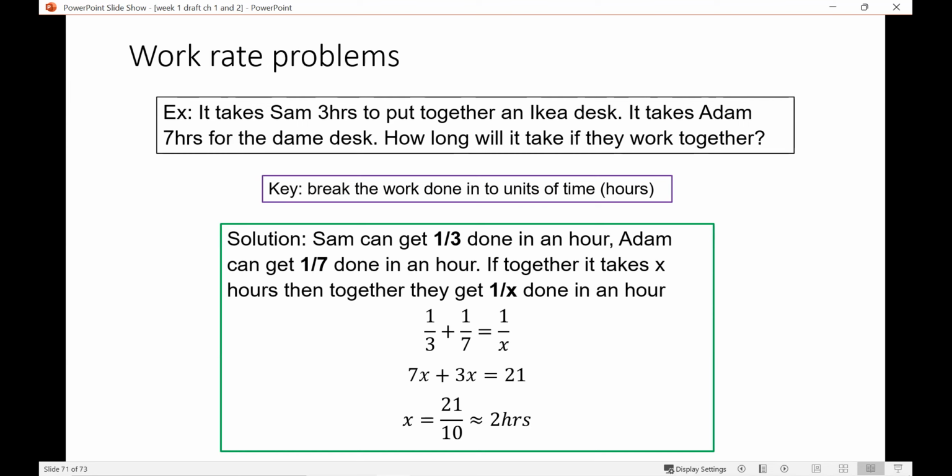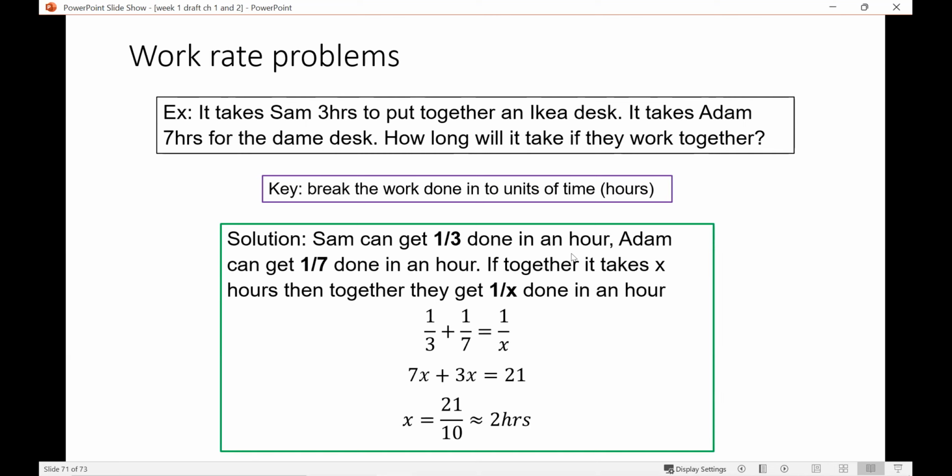Okay. So that's how we do work rate problems. It's this idea that we break the work done into units of time. So everything is going to be 1 over total hours. And so that our equation is based on how much work gets done in 1 hour.